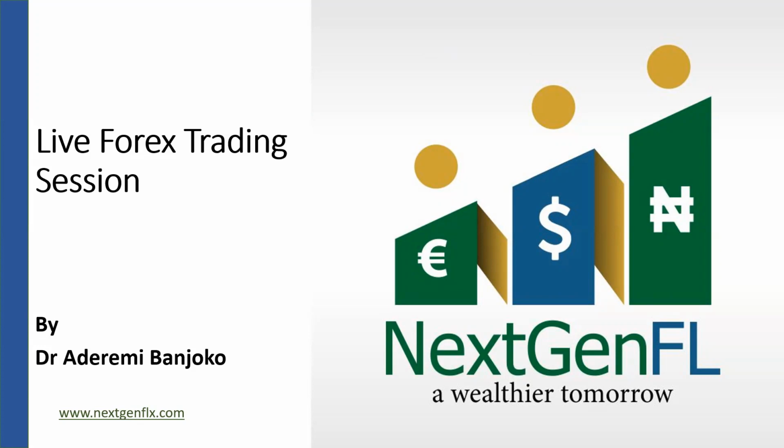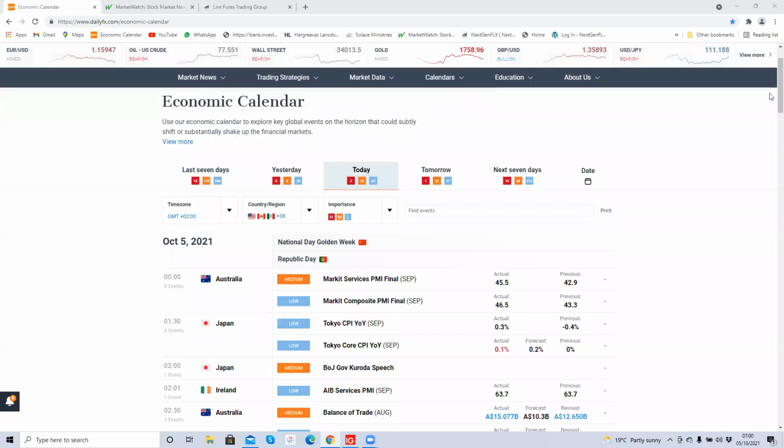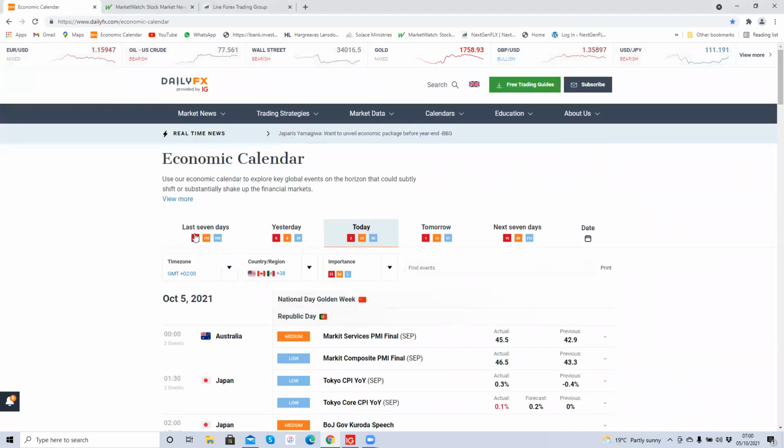You start off as usual by looking at the economic calendar. Let me just bring the economic calendar up. Today is Tuesday, the 5th of October. As usual, my own economic calendar is set to GMT +2, that's my own time zone, so make sure you set your own economic calendar to your own time zone. The times I'll be quoting will be GMT +2 times.